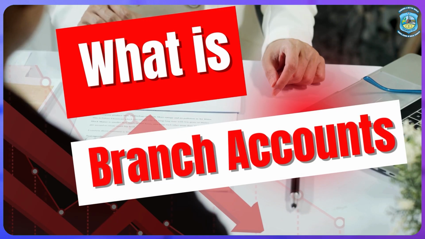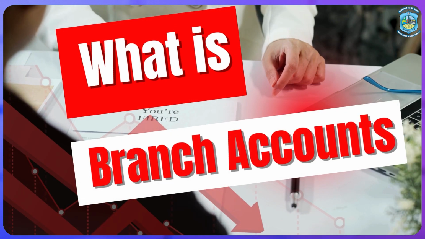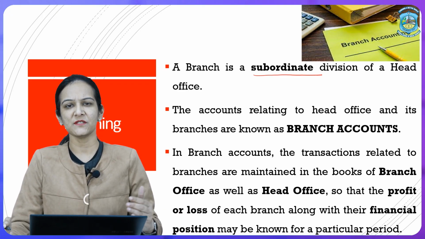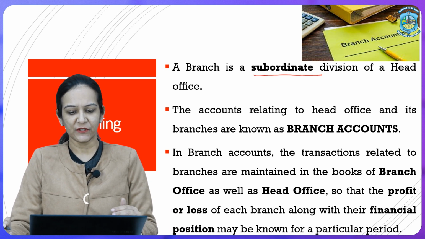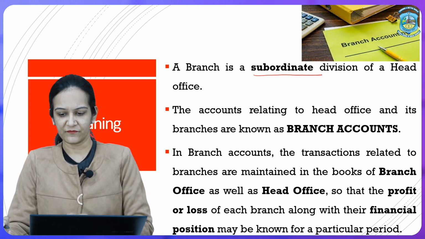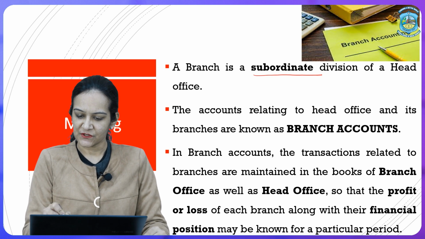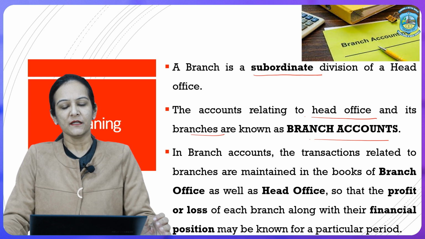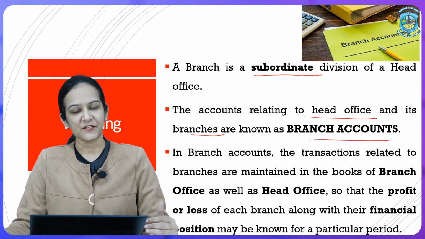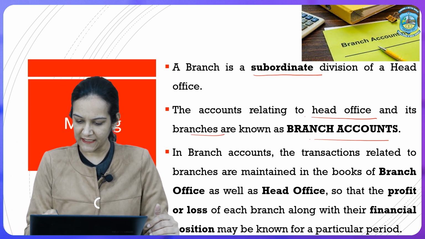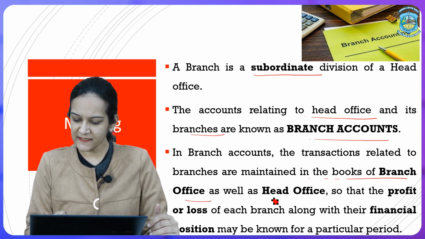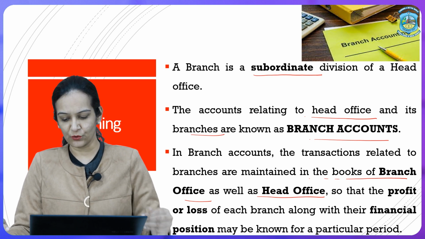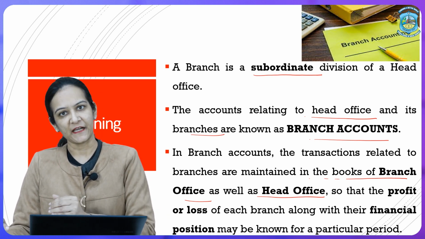Now, as we all know, a branch is basically the subordinate division of a head office. The head office may be in a particular city and the branches may be spread across a particular country. The accounts related to the head office and its branches are known as branch accounts. In branch accounts, the transactions related to the branches are maintained in the books of the branch office as well as the head office, so that the profit and loss of each branch can be known by the head office for a particular financial period.